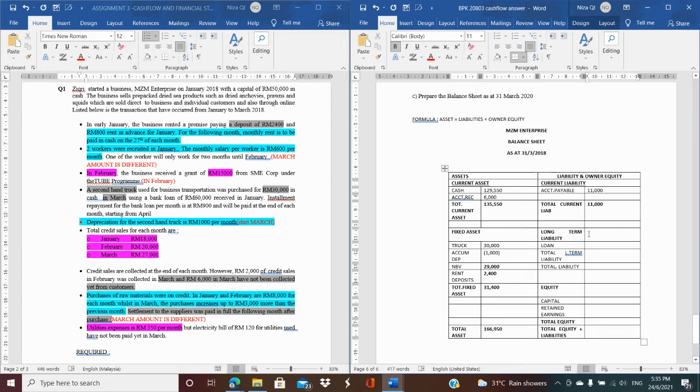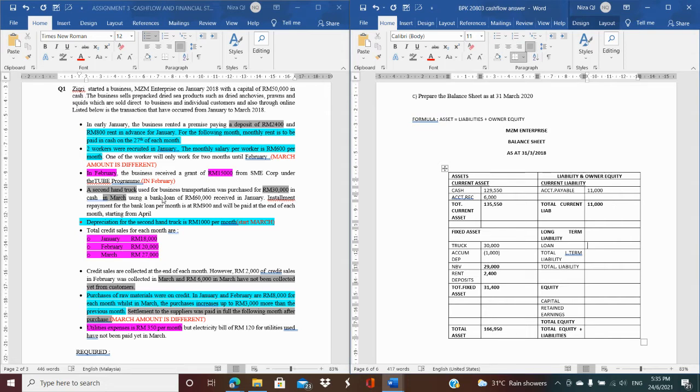Now we look at the long-term liability. The long-term liability will be the loan. Even though the loan was received in January.